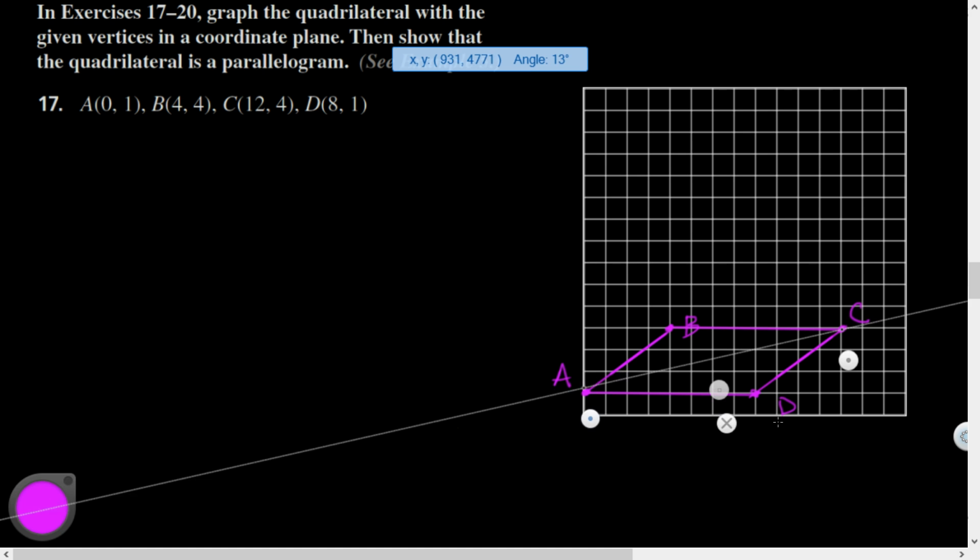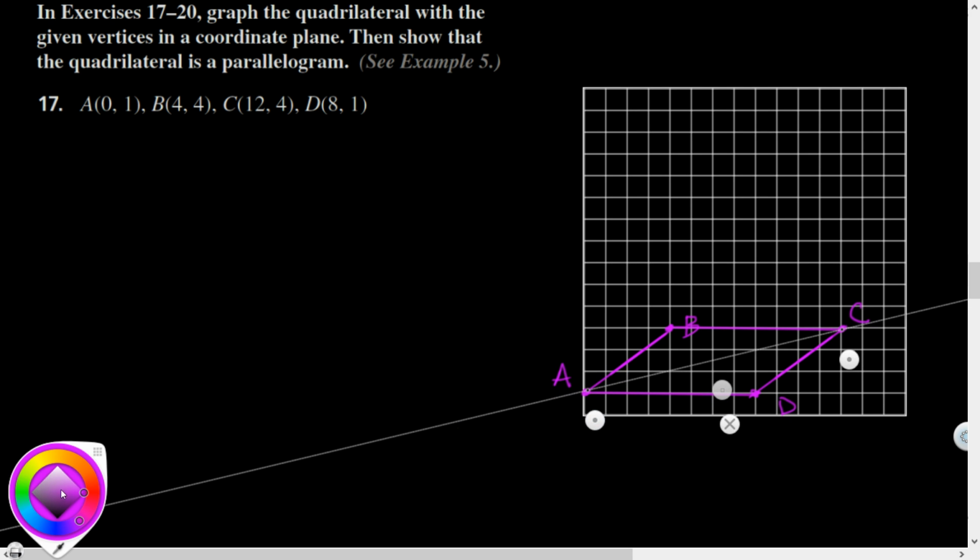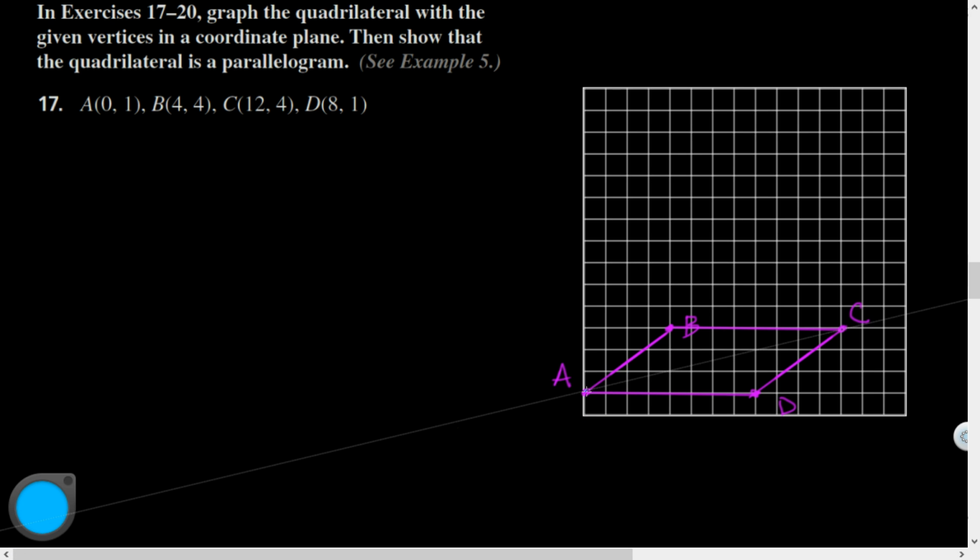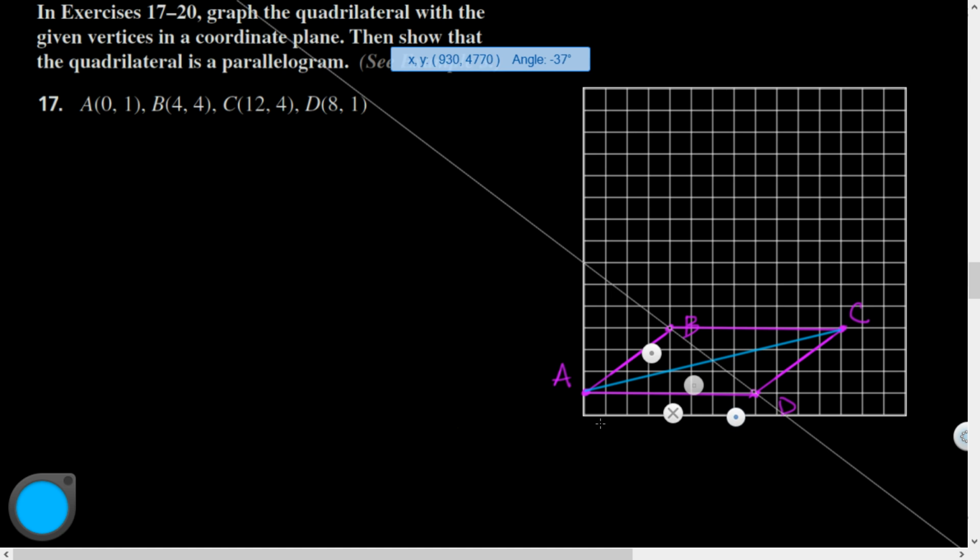You guys remember that one? Yeah? So let's imagine these diagonals. If they bisect each other, what type of point would that be with respect to the opposite corners?